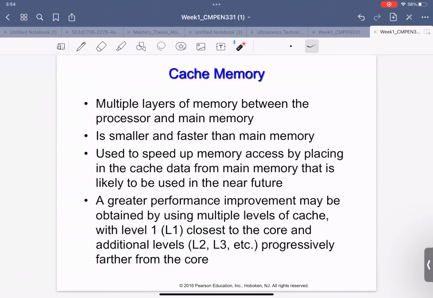Also, we have another type of memory called the cache memory. We'll also cover this in a whole chapter later on, in a lot of detail. But just for now, you might need to think that we might actually need to include multiple layers of memory between the processor and the main memory, and that's why we will add the cache.